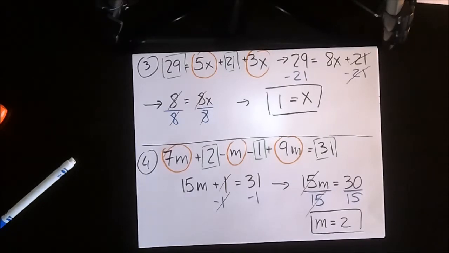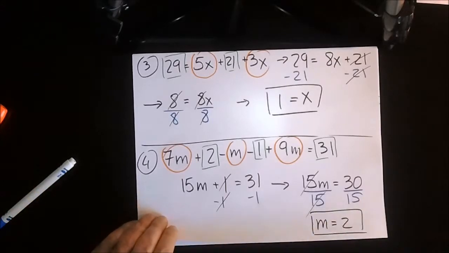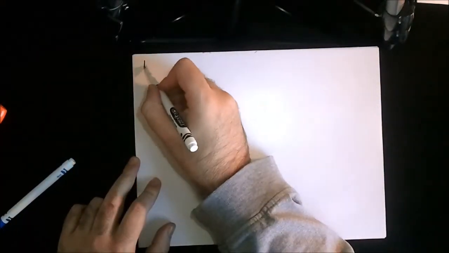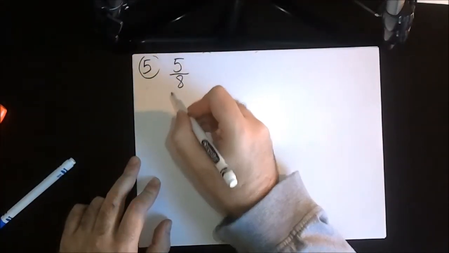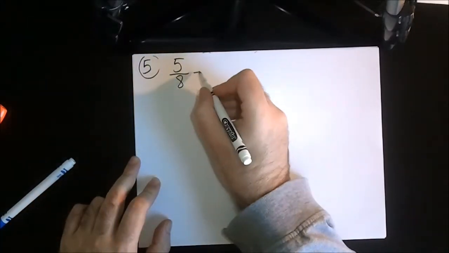Alright, I'm going to move on to number 5 now. Ask me to pause if you have any questions. Number 5 is on the back. Number 5 is a little bit different. And why? Because these problems have denominators.